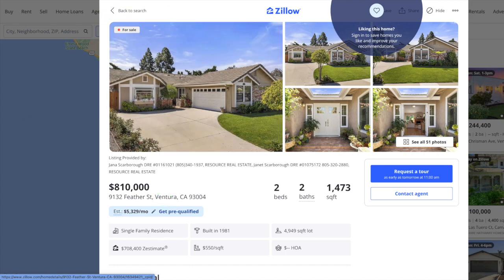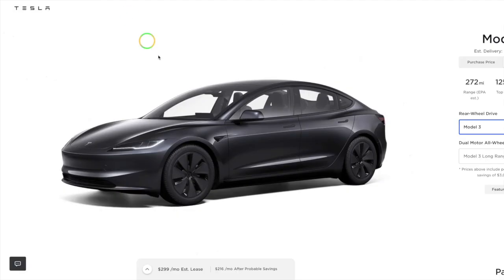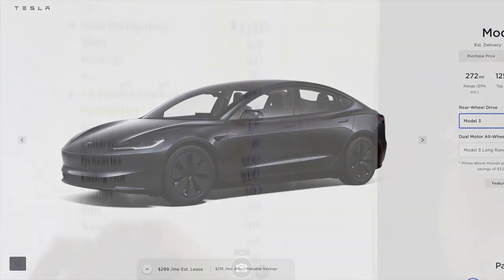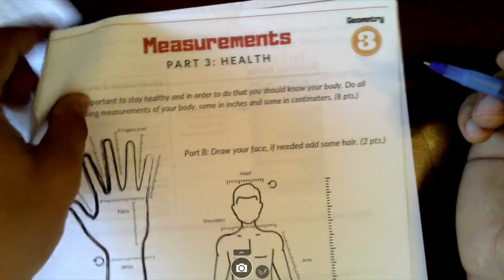In terms of a car, you can search something that you like, and then you can see the price on how much it would be per month. This is on a lease, but you can also purchase it however you want. But you need to know how much you're going to be paying for your vehicle. Okay. All right. So back to the worksheet. Let's move on to the back side.